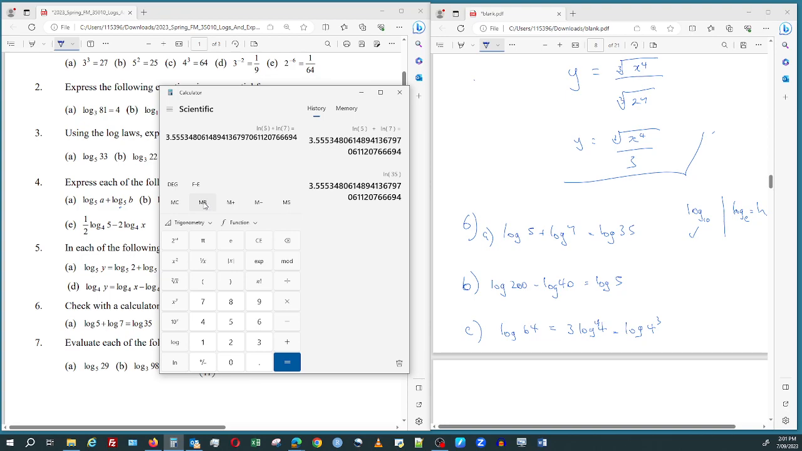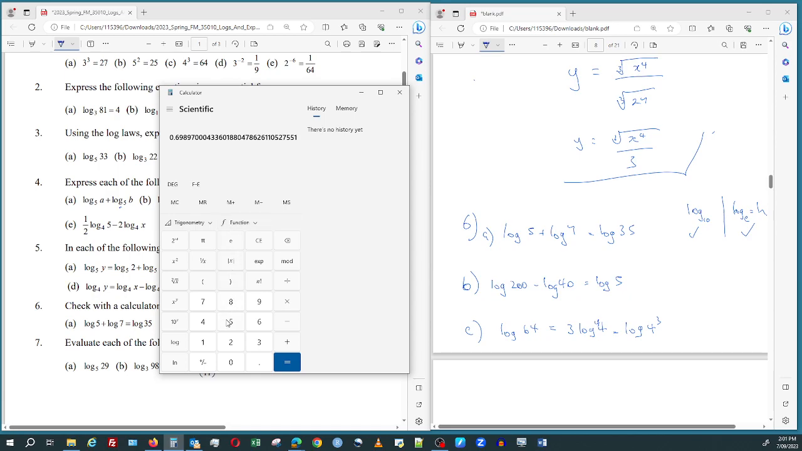So if I do memory recall, well actually I can see it there, ln 35 in the list, but you might not have a list like that, so I'll do memory recall just to show you that it doesn't change. Okay, it's the same one, so we can tick that one as well. Log base 5, so we can do that one, just clearing the memories, cleaning the slate. 5 log, just add that to the memory.